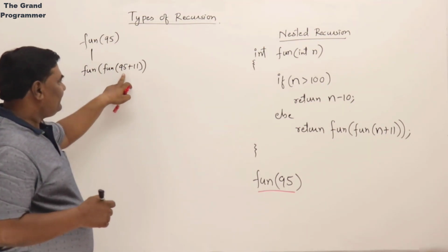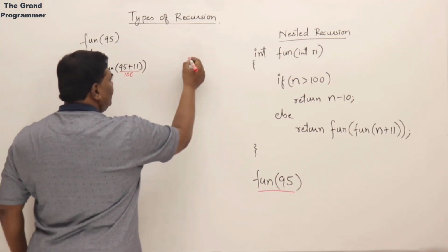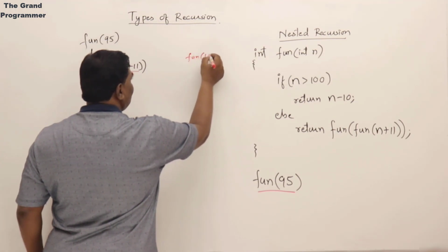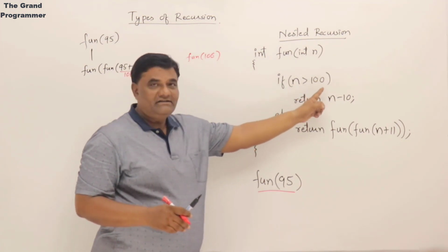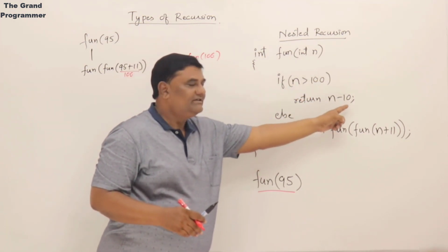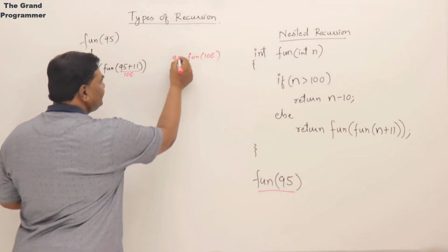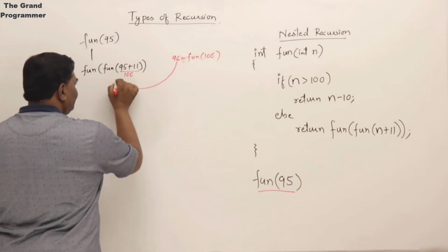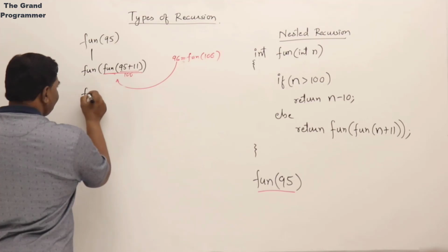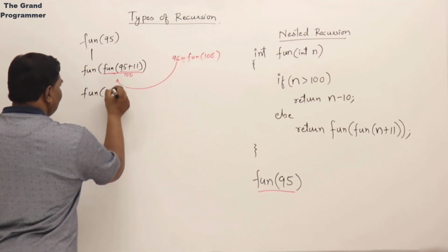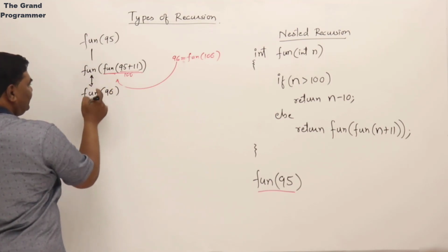Let me evaluate this one first. See, fun of this is 106. So fun of 106. Let us check this call. Fun of 106, 106 is greater than 100, so it returns 106 minus 10, that is 96. So the result of this function is 96. So this 96 is the result of this function call, so this has to be placed here. So it becomes function of 96. So actually we started with 95, then the next call is nothing but 96.